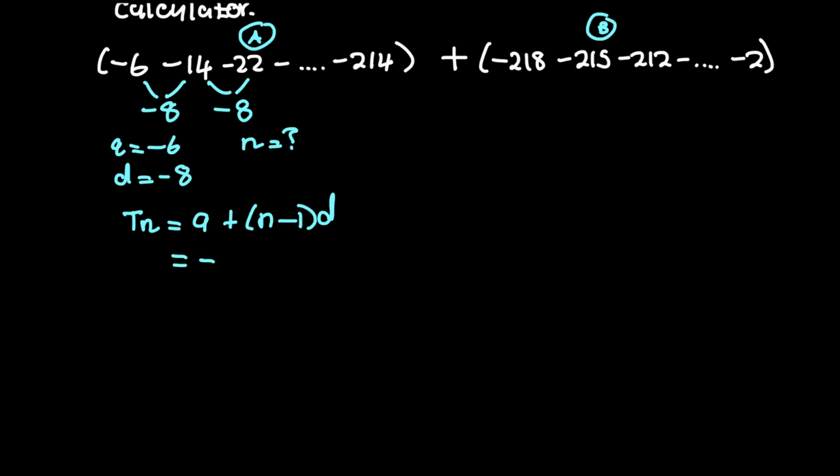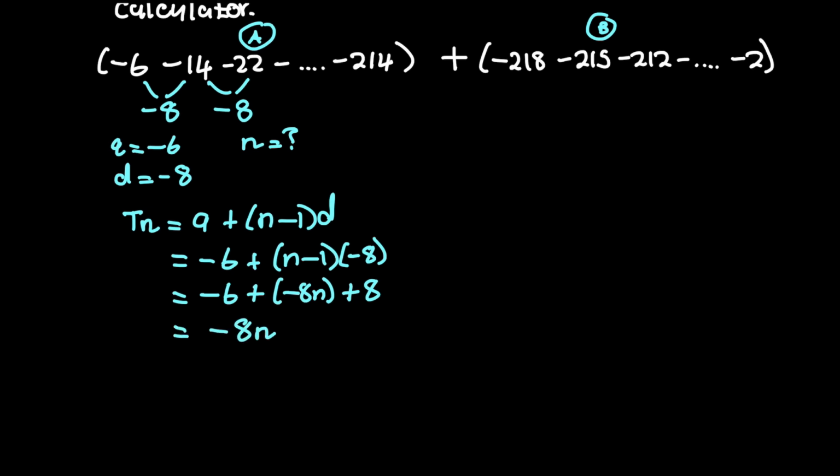We have our a, which is negative 6, plus n minus 1, where n is what we are looking for, times our difference, which is negative 8. If you do the calculations and multiply the brackets out, you get negative 8n plus 8. So our general term is going to be negative 8n, and negative 6 plus 8 is positive 2. Plus 2.